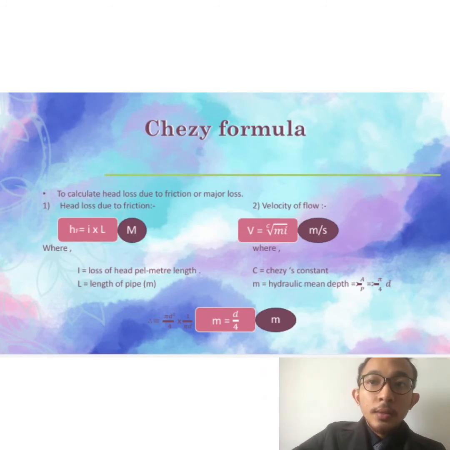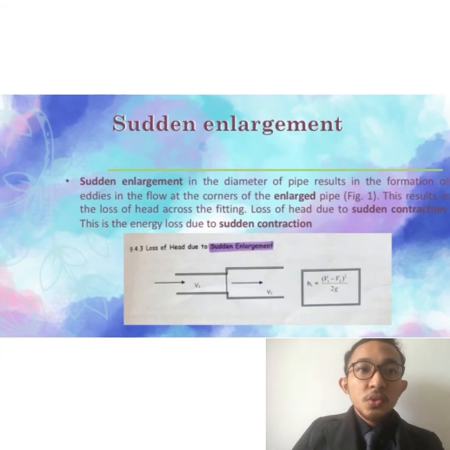For sudden enlargement, the enlargement in the diameter of the pipe results in the formation of eddies in the flow at the corners of the enlarged pipe. This results in the loss of head across the fitting. Then there is the loss of head due to sudden contraction. This is the energy loss due to sudden contraction.